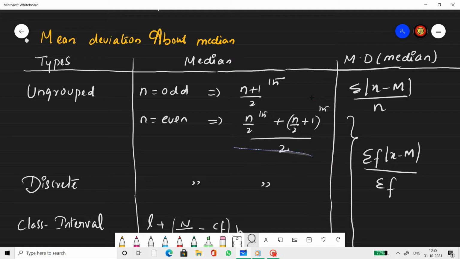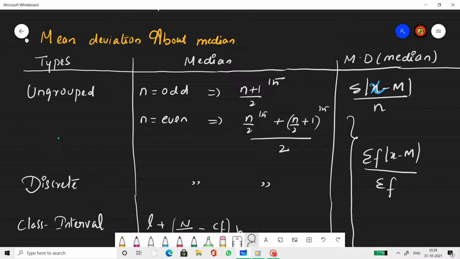So once you find median, next we step into mean deviation about median, wherein it is sigma absolute value of x minus m by n. M stands for median. So every x value will be subtracted from the median value, and the absolute value of that is considered. Total is taken and divided by the number of observations.